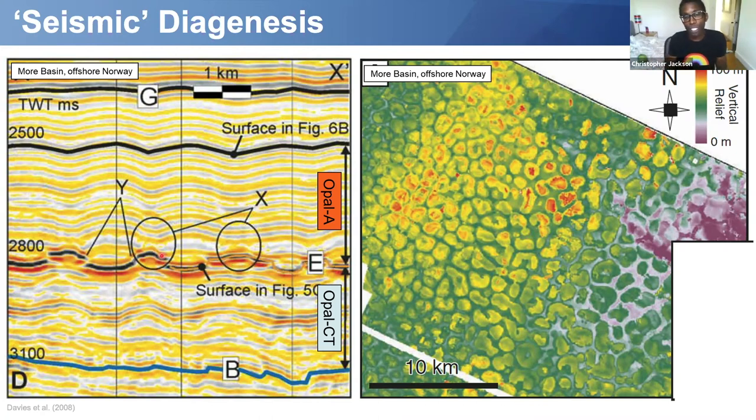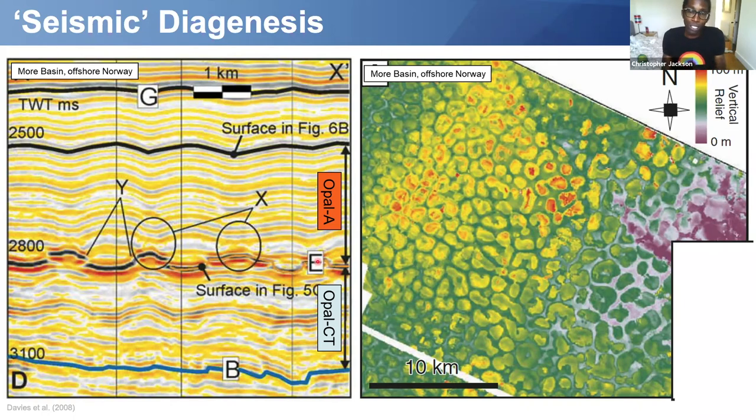And this is one of these diagenetic boundaries. We know from borehole data that we go from opal A to opal CT at this burial depth of about 2 kilometers, given that the geothermal gradient is about 30 degrees per kilometer. And so we can see that in here. And so we have this texture.